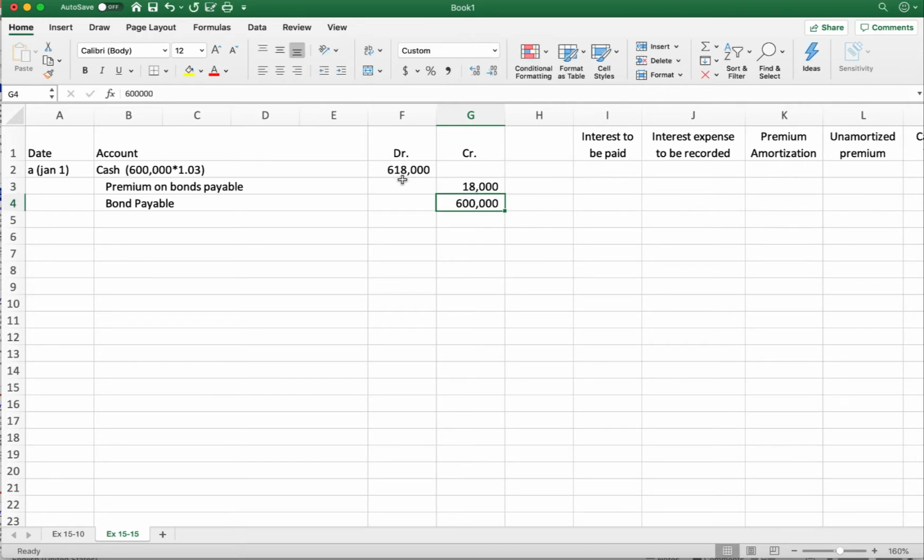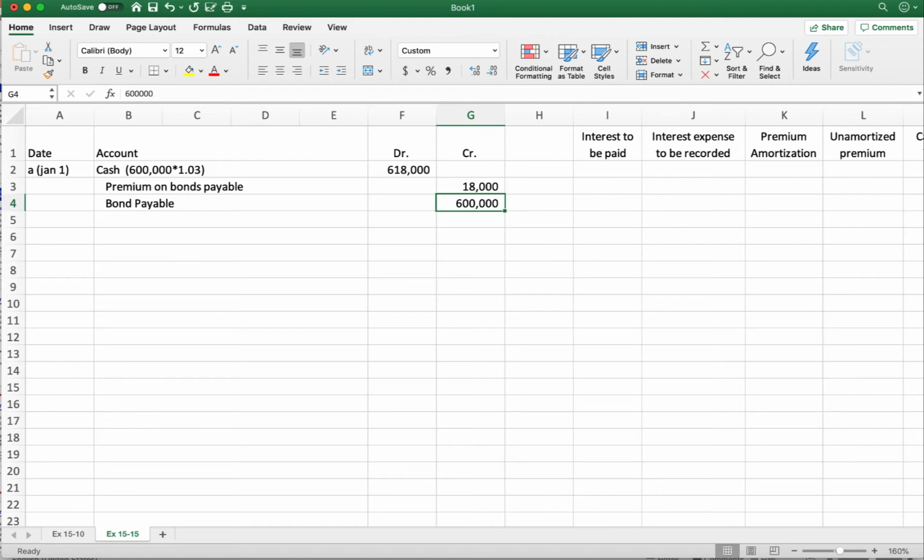I got $618,000 today. Twenty years from now, when the bond matures, guess how much I have to pay? $600,000. So I got an extra $18,000. I need to amortize this to show that the carrying value of that bond at maturity is going to be equal to the face amount. So that's why I'm doing this.